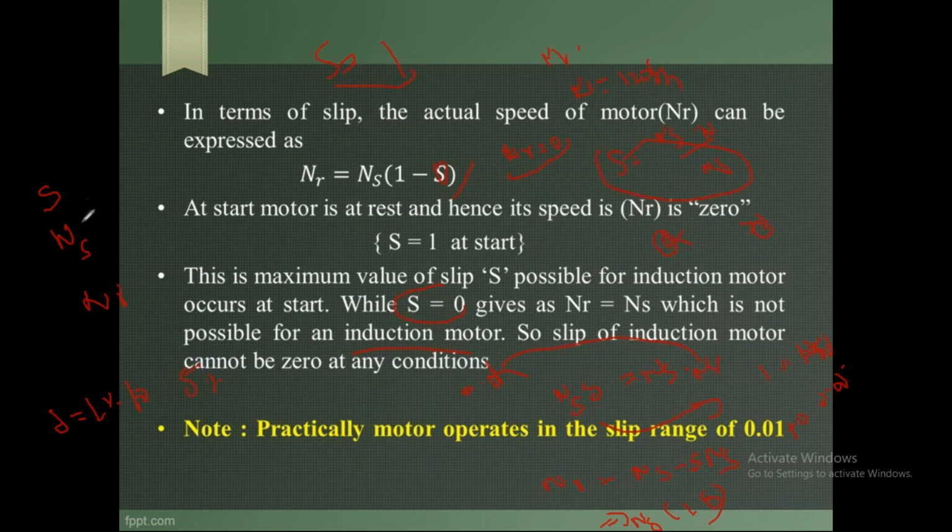And next, in an objective question I may ask what the S value is at starting condition. S is equal to 1. What is the rotor speed at starting condition? NR equals 0. So these are the parameters and conditions you have to remember. Then only you can understand the concept.